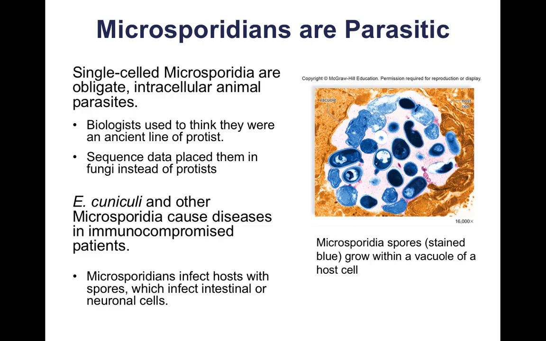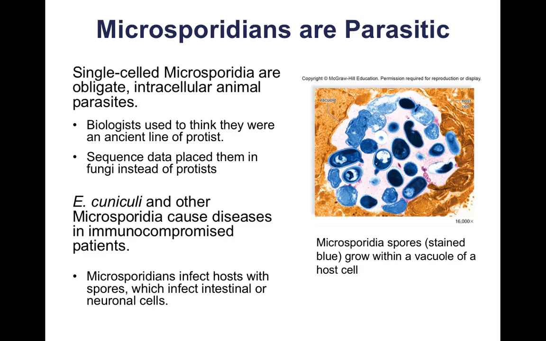And they pose a problem in humans. So this is an example. This is called E. cuniculi, and this is a microsporidium that can infect people with AIDS and people that are taking medication that reduce their immune system. So patients that are undergoing chemotherapy or maybe that are taking anti-rejection medication.